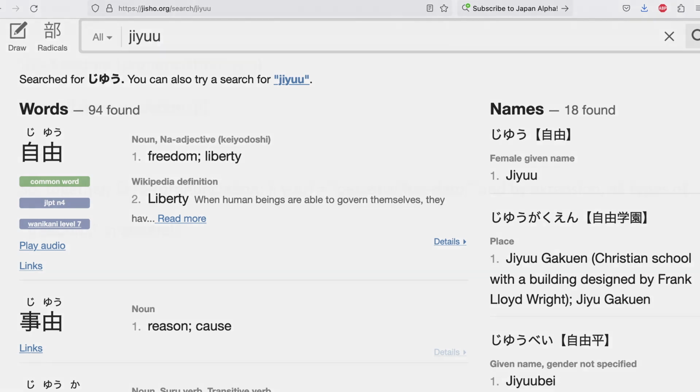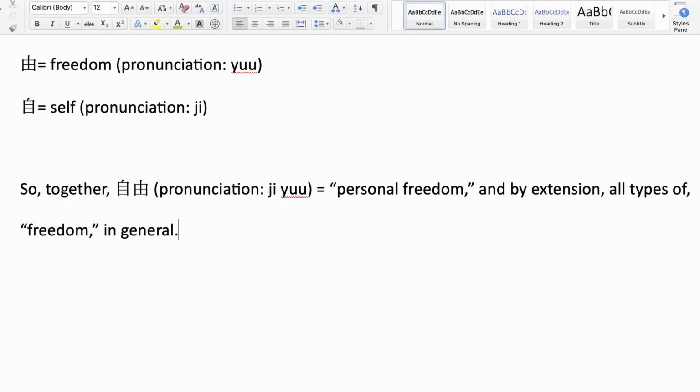But you can see right here, the two kanjis ji and yu put together form the word jiyu, which means freedom or liberty. And yeah, I know you might be feeling like I'm getting off topic. Don't worry, there is method to my madness. We'll come back to the main topic when I'm done. Just stay with me, folks.